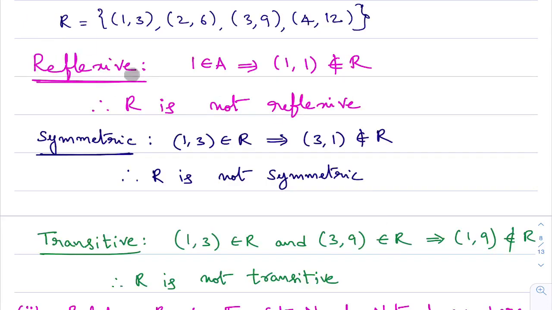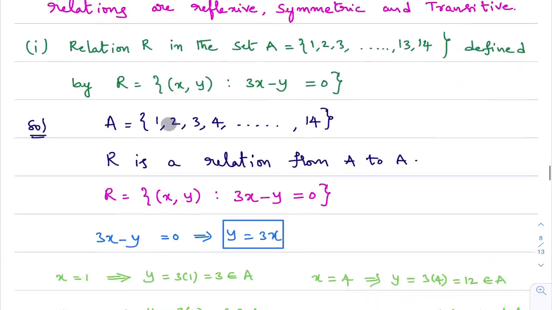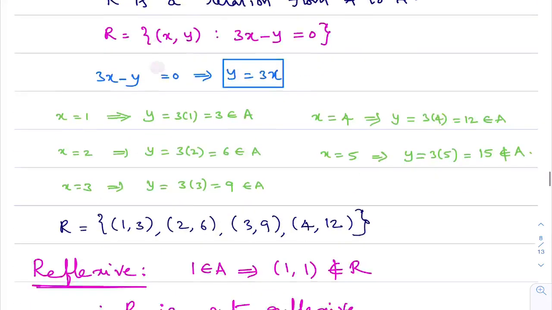Reflexive property we need to check. What is the reflexive property? For any x belonging to set A, if ordered pair x, x belongs to the relation, then that relation is reflexive relation. You see here, 1 is there in set A? Yes, 1 is there in set A.